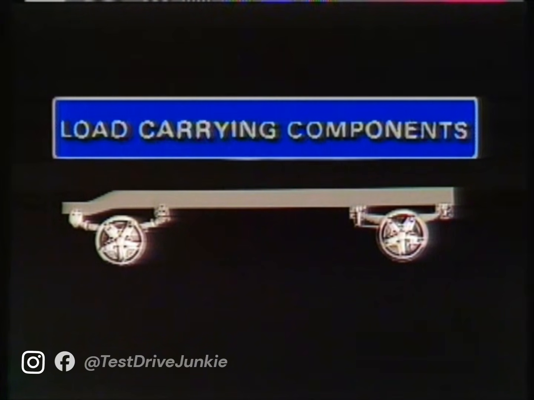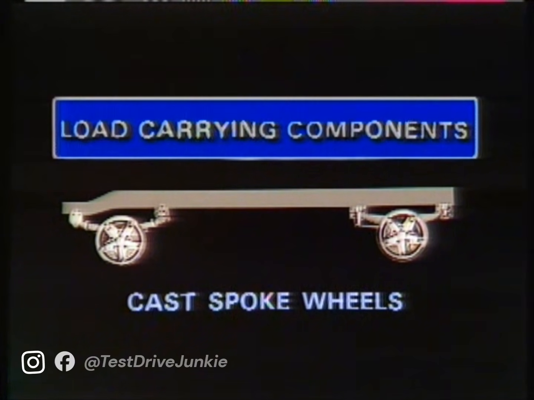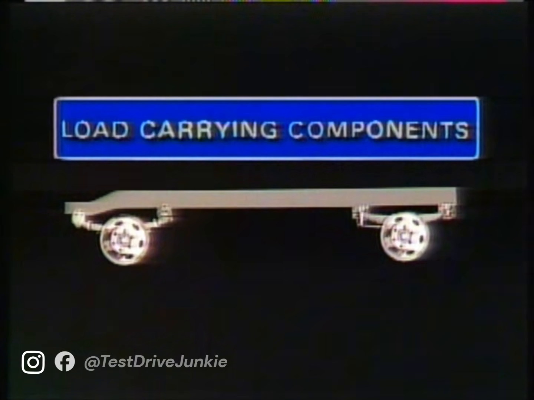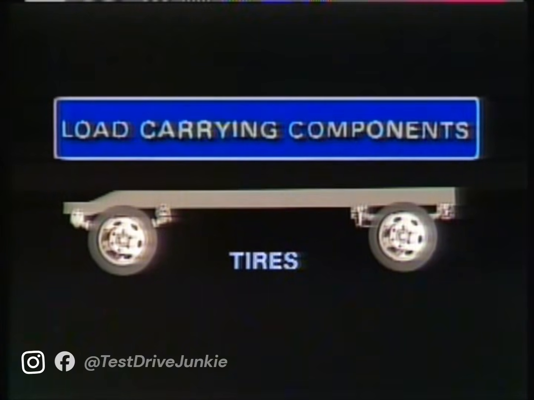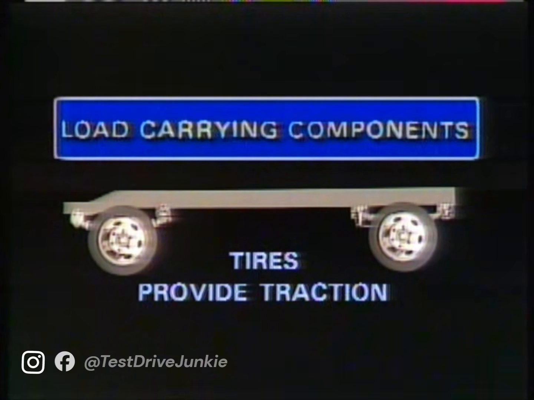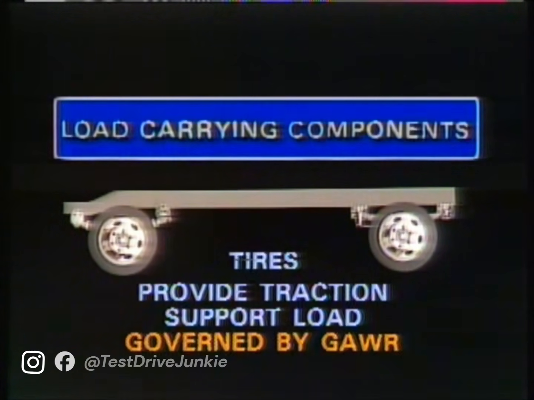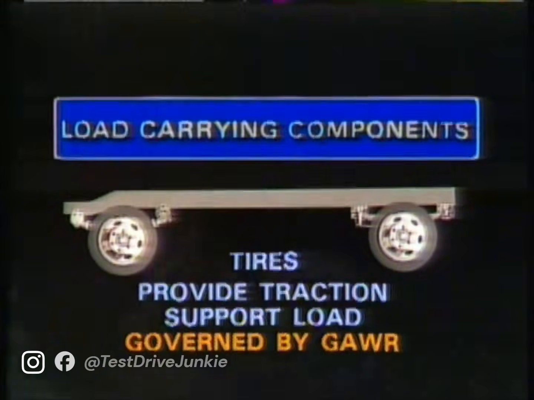Basically, there are two types of wheels: cast spoke wheels and ventilated disc type wheels. Tires serve two functions. First, they provide traction contact with the road. And second, they help support the load. Tire capacity should be governed by the GAWR.